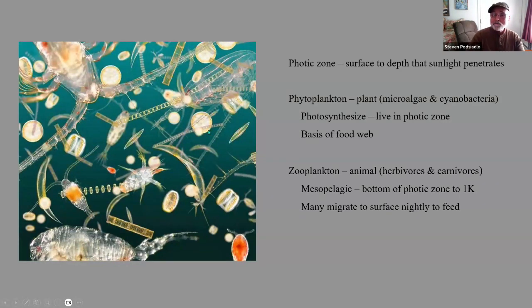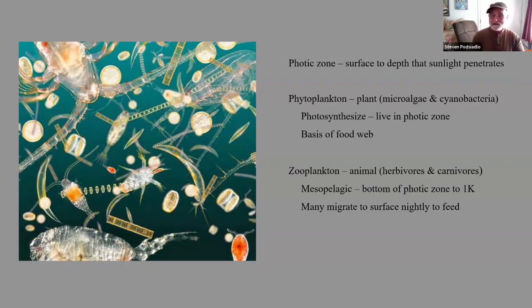In the water column, I would like to talk about the photic zone. The photic zone is the surface to the depth that sunlight penetrates. Phytoplankton, plants, like microalgae and cyanobacteria, they photosynthesize to produce food. They live in the photic zone because they need the sun. And phytoplankton is the basis of the food web in the ocean.